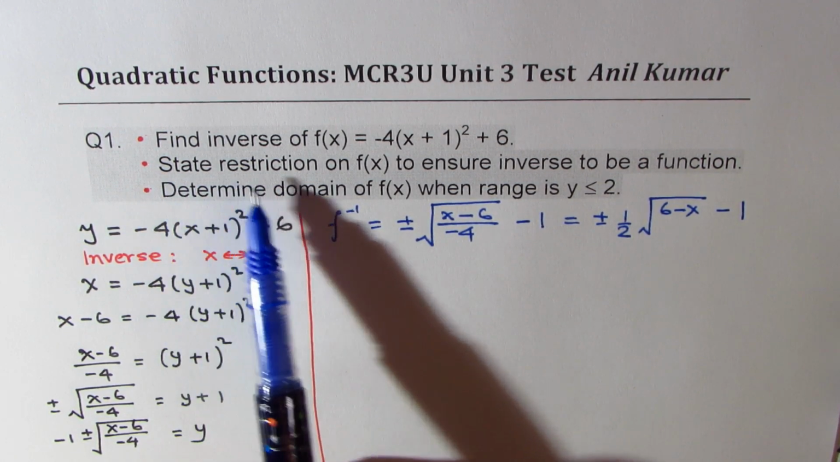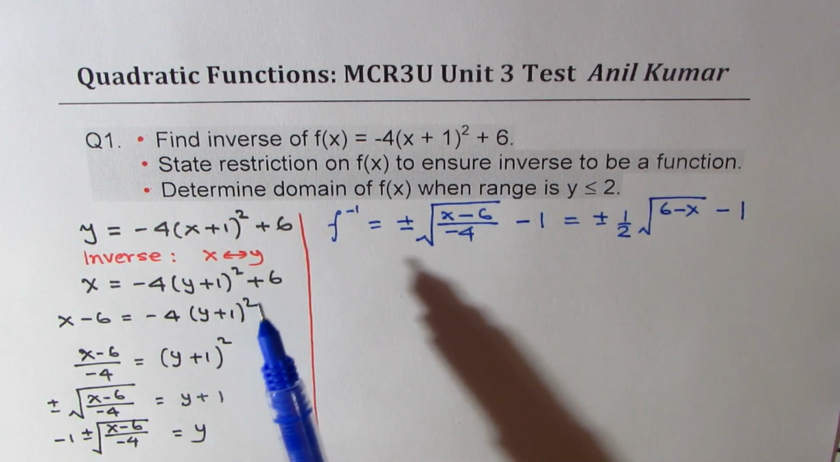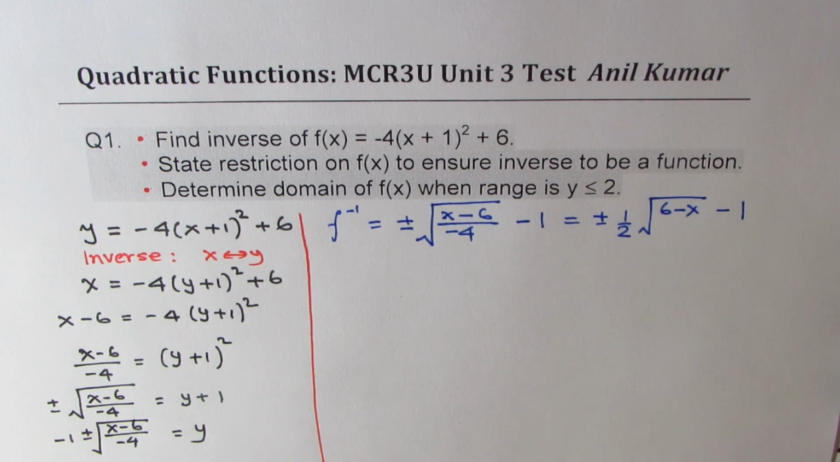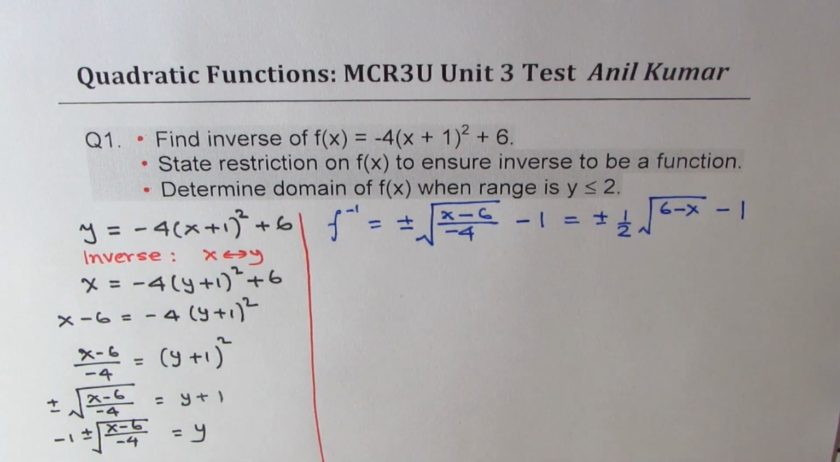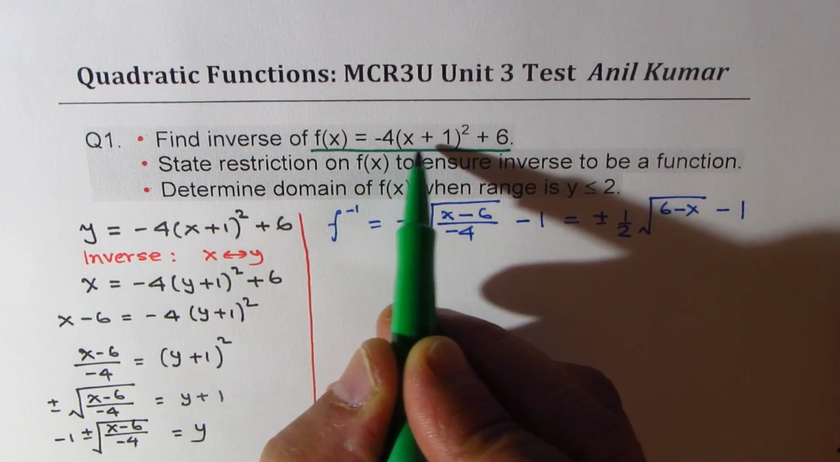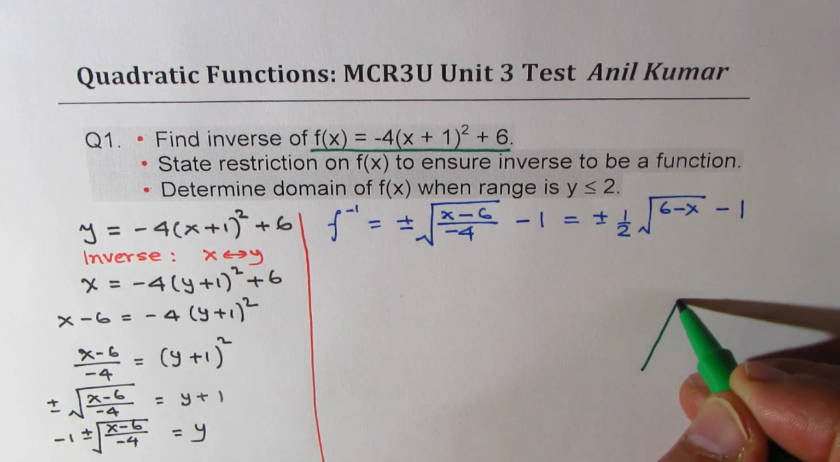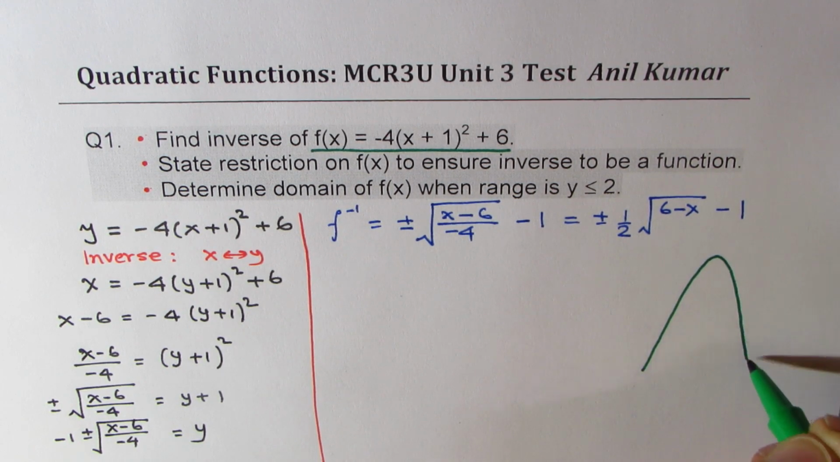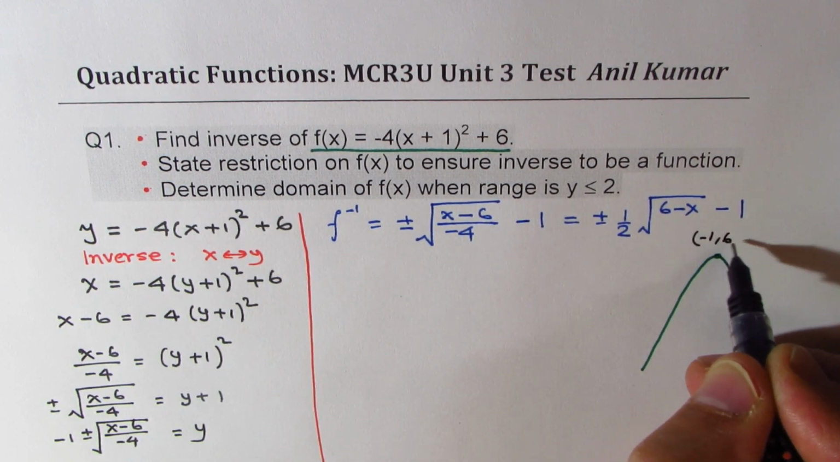Part B is state restrictions of the function to ensure inverse to be a function. So let's get back to the equation given to us, which is f of x equal to minus 4 times (x plus 1) whole square. So that means a parabola is opening downwards, right? With the vertex at minus 1, 6.